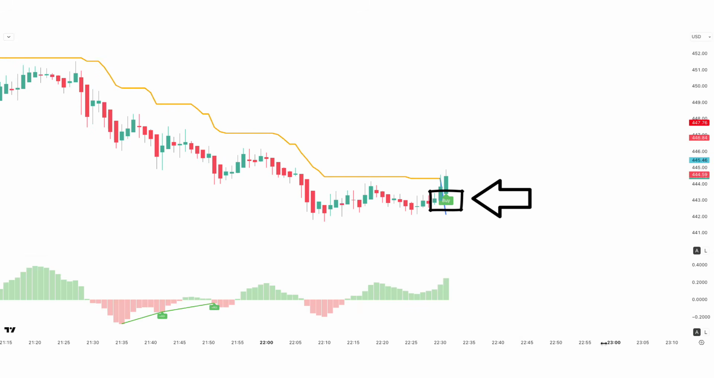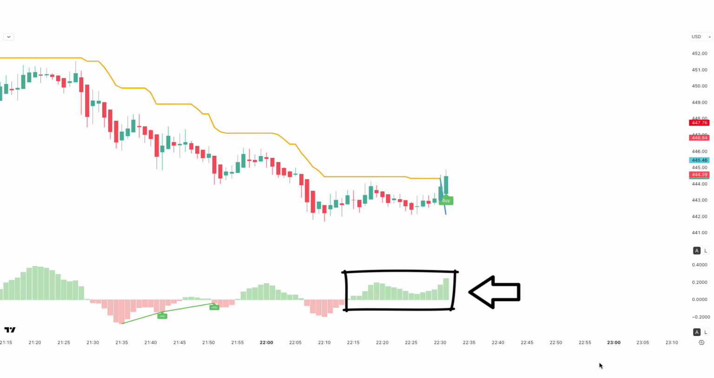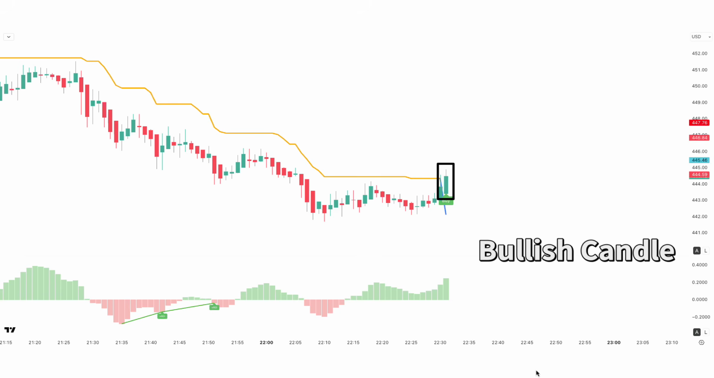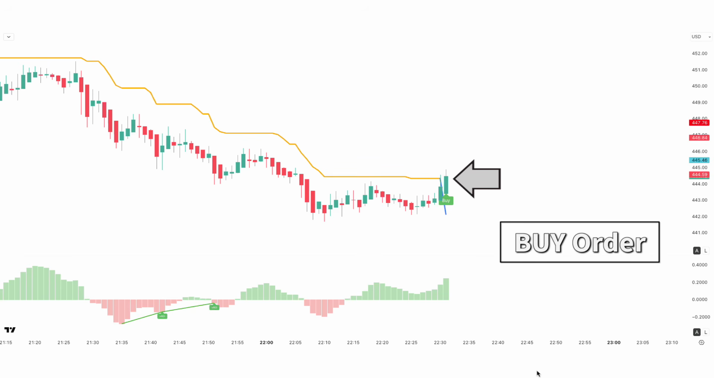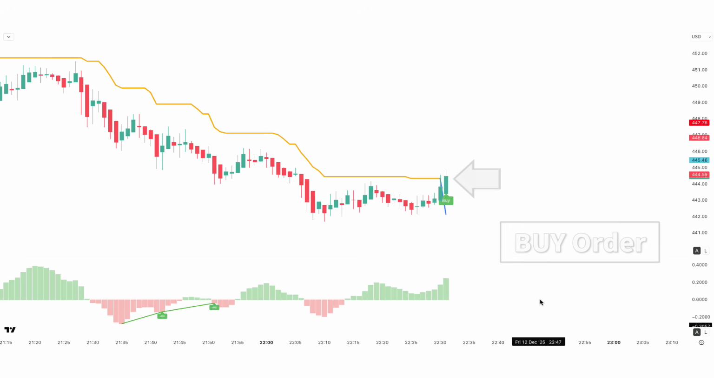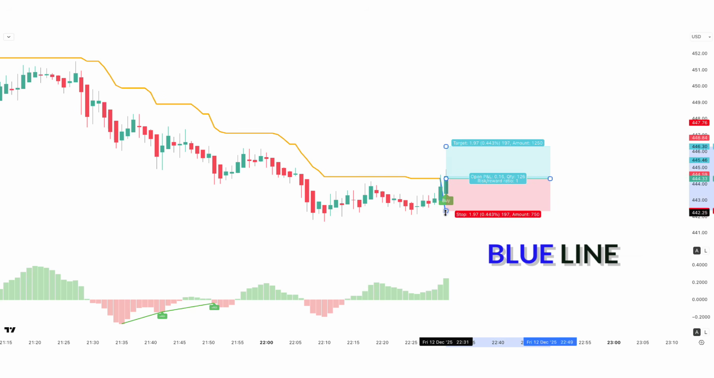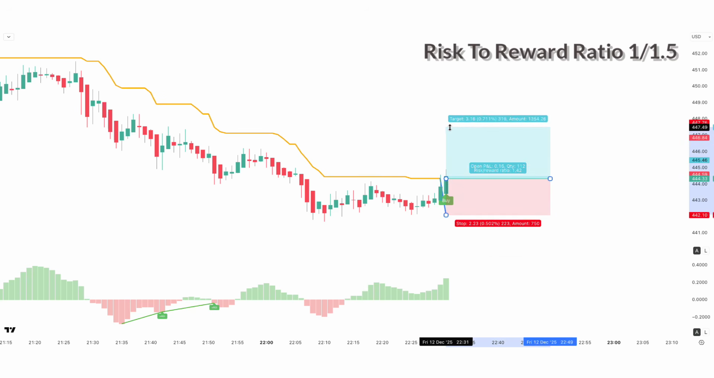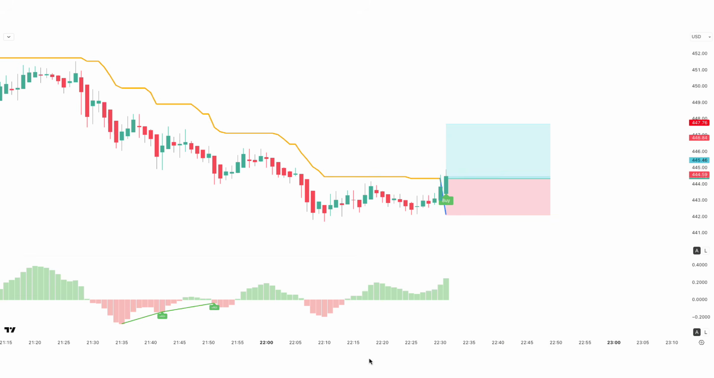Here the IDX5 up arrow of this indicator is a buy signal. Here the divergence detector shows green columns. Here the market has made a bullish candle to give confirmation. So all our conditions are being fulfilled, so we are placing an order to buy. Our stop loss is to be placed at the blue line. And the risk to reward ratio will be 1:1.5.